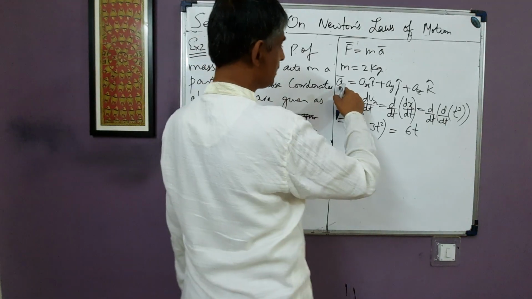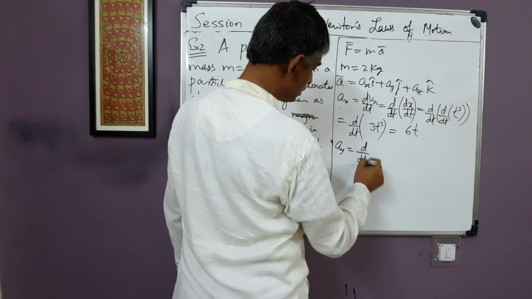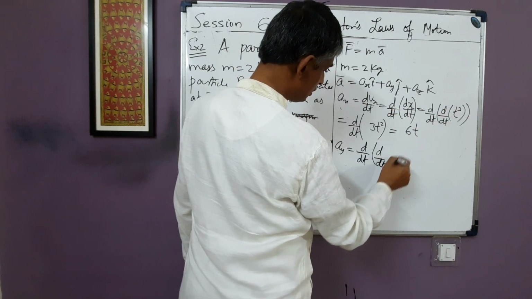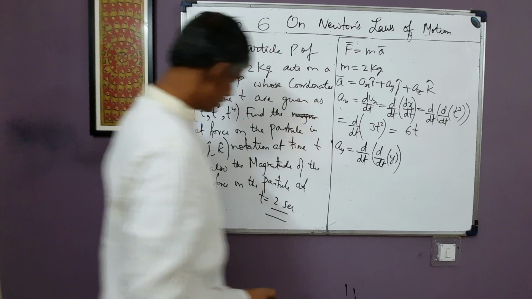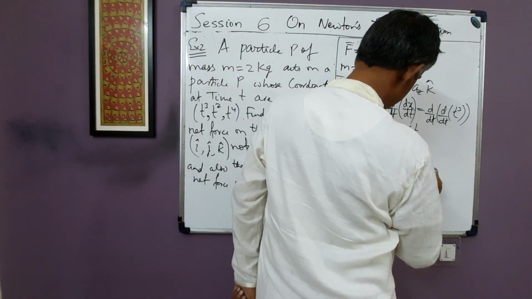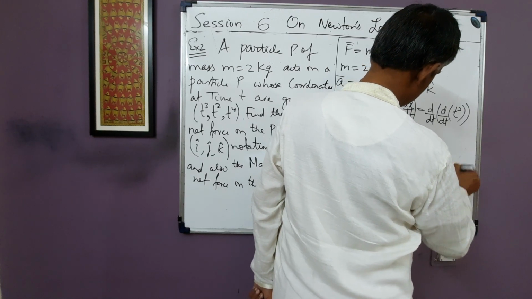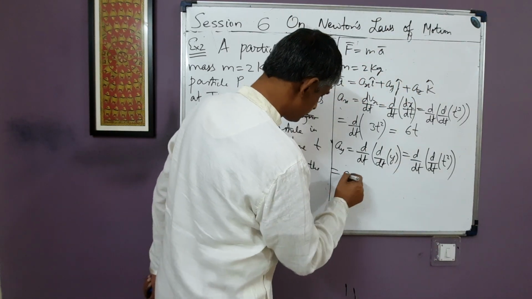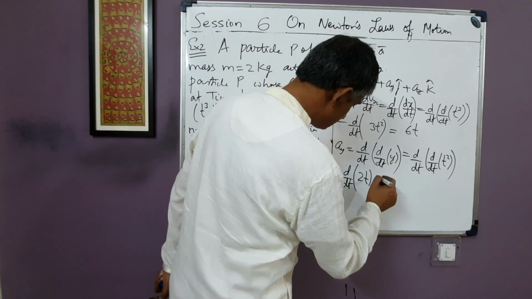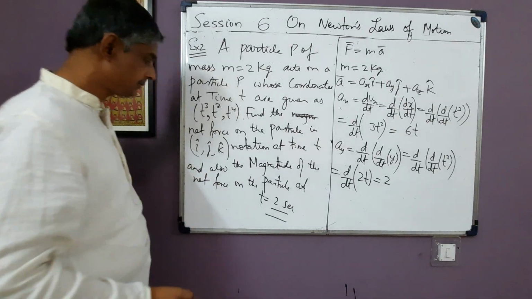Now we have to know vector A, we have to know Ay. Ay is similarly written as d by dt of, instead of x we put y, d by dt of y. Now y is how much? Y is t square. This becomes d by dt of t square, which is 2t. And when this is differentiated we get 2. So Ay also we have obtained.